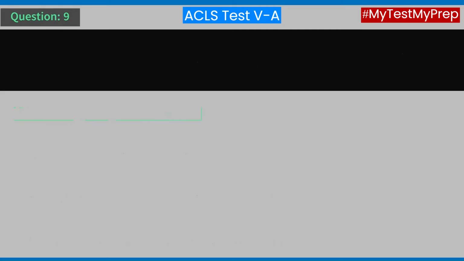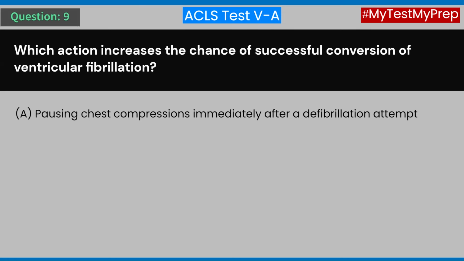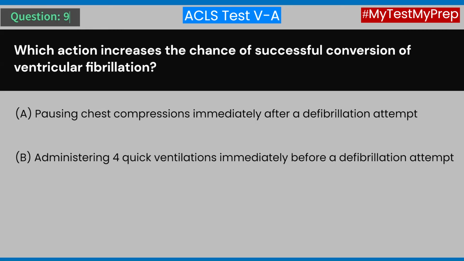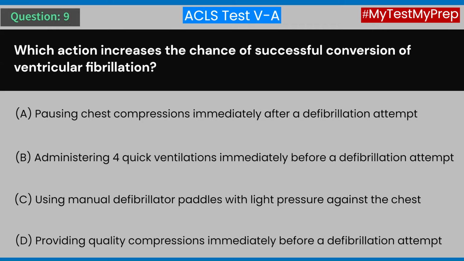Question 9. Which action increases the chance of successful conversion of ventricular fibrillation? A. Pausing chest compressions immediately after a defibrillation attempt. B. Administering 4 quick ventilations immediately before a defibrillation attempt. C. Using manual defibrillator paddles with light pressure against the chest. D. Providing quality compressions immediately before a defibrillation attempt. Answer: D. Providing quality compressions immediately before a defibrillation attempt.